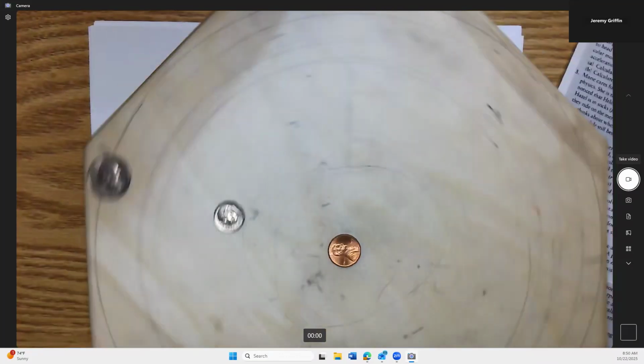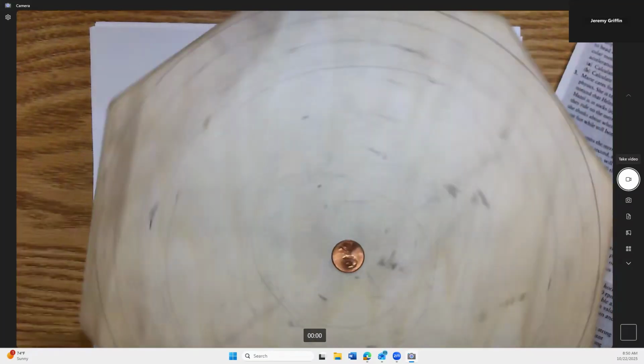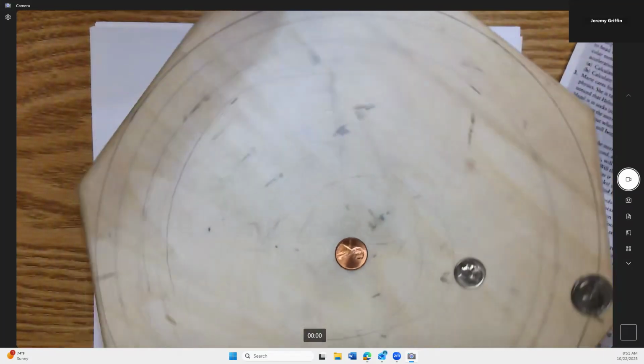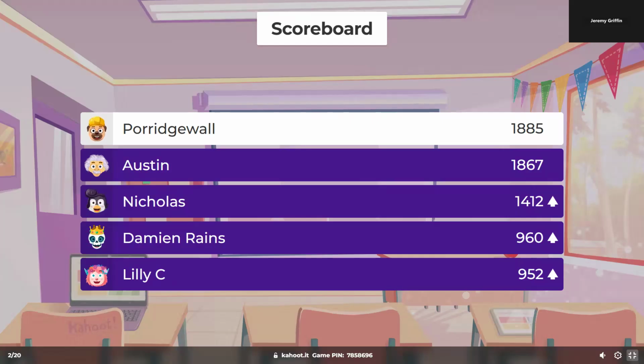Don't all the spinning coins make the same turns per time? Is that the same number of radians per second? You could also say the same number of revolutions per minute, a different way to quantify that. Same degrees per second. Okay.